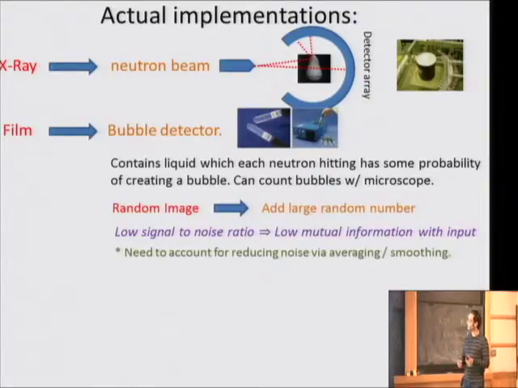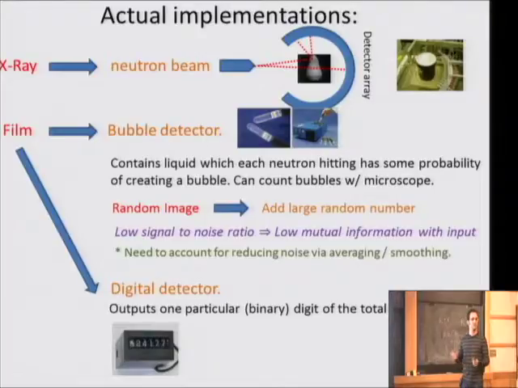And the second thing, which is easier to analyze because you don't have to worry about this issue, is a digital detector. We have some counter, but we don't output the total count. We presume that we have a detector that only outputs one digit. It's simpler to think about a binary digit of the total neutron count. So maybe it always outputs the 10th digit or the 5th digit from the right.